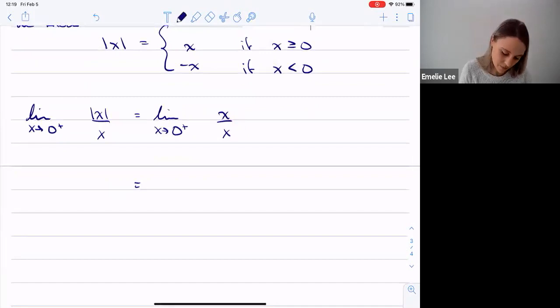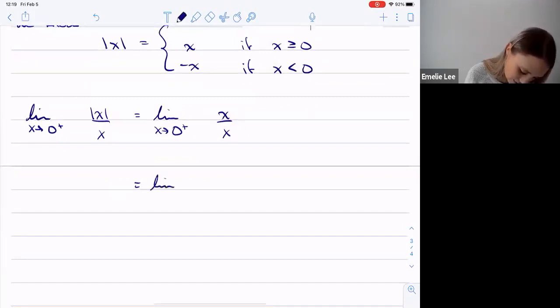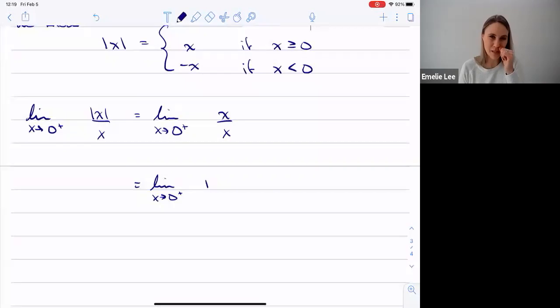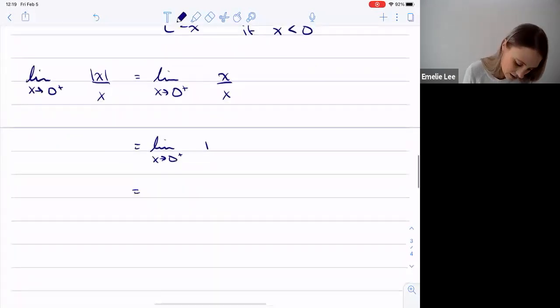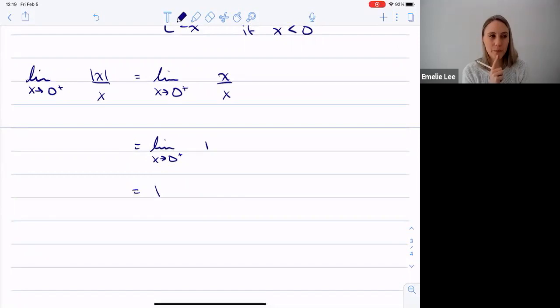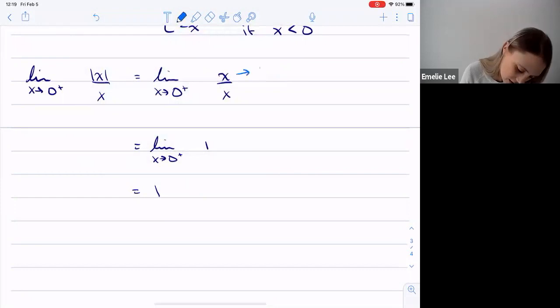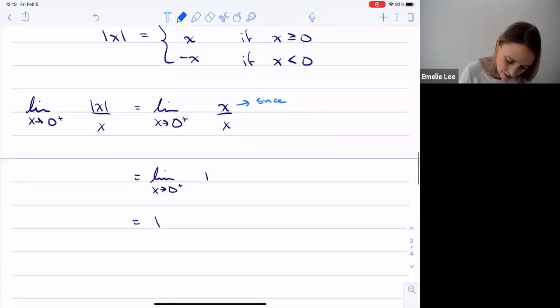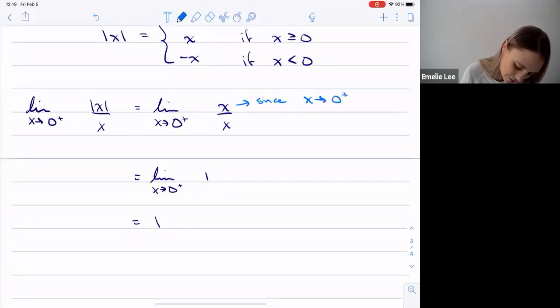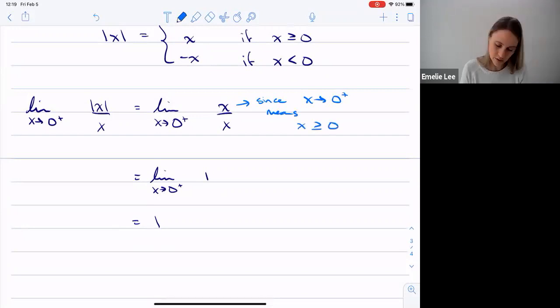Okay? So this is the limit as x approaches 0 from the right of 1. Well, the limit of just a constant is just the constant. So that's going to be 1. And I'll make a note here that this is since x coming in from the right means that x is greater than or equal to 0. Maybe not equal to 0, because we can't have it equal to 0, but it does mean that x is greater than 0.